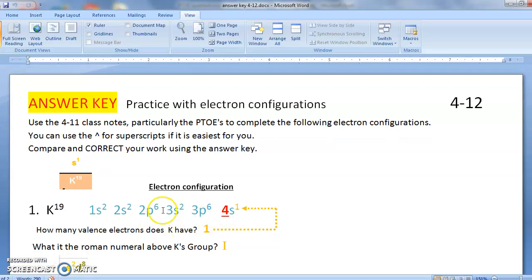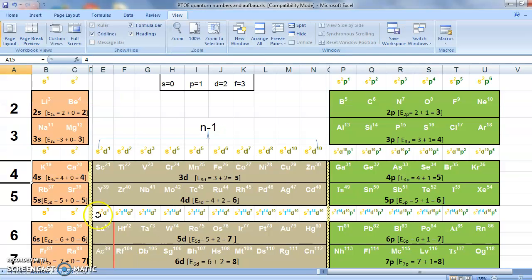Now to double check to make sure I did this correctly, I already matched the coordinates on the periodic table. Fourth row, S block, first column. So this is the row, this is the block we would find it in, and this is the column. 4s1.